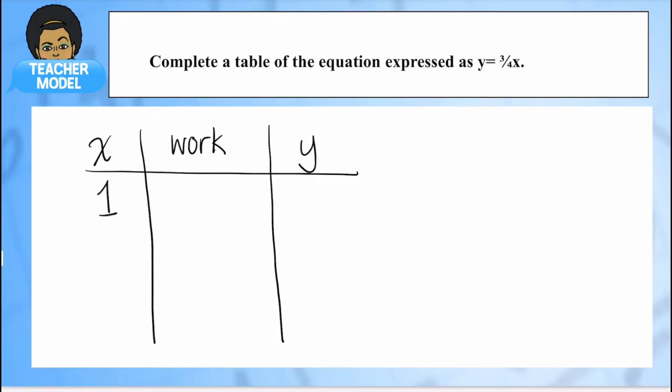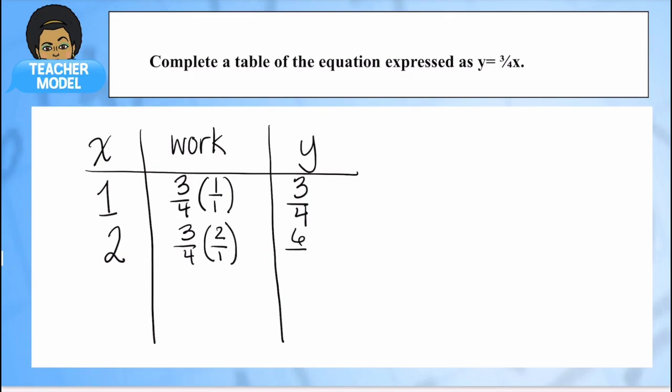If x is equal to 1, what is y? So I'm just going to think, well, I know that y is 3/4 times x. So it's 3/4 times, in this case, 1/1, and that's just going to give me 3/4. Perfect. What if x is 2? Well, that would be 3/4 times 2/1, which would give me 6/4. I'm going to convert that to a mixed number. That would give me 1, and 2/4, but I'm going to simplify that to 1/2 at the same time. So 1 and 1/2.